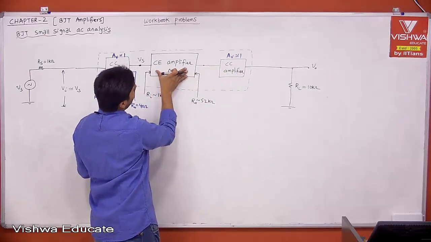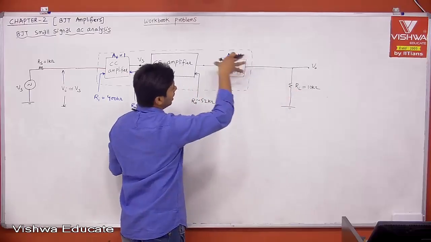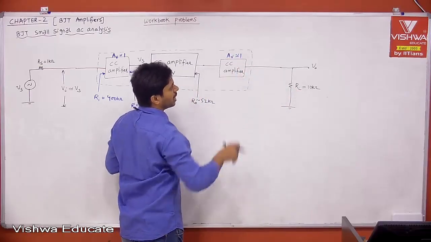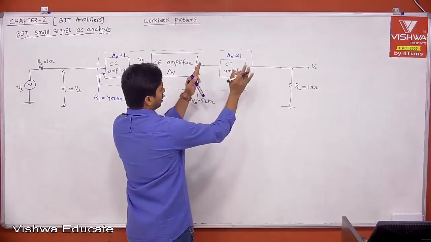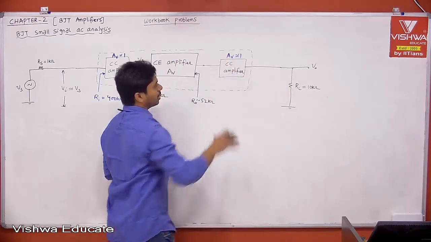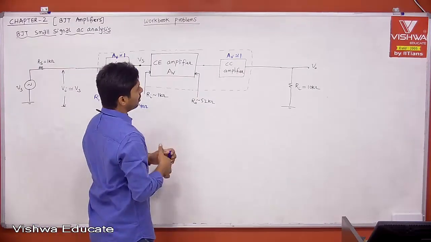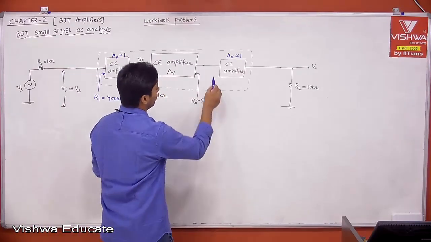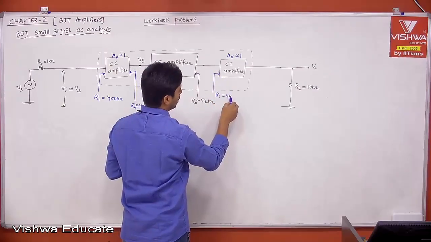Remember, earlier the CE amplifier was directly connected to your loudspeaker or load. Now we are inserting something in between, which acts as a buffer amplifier or isolation amplifier, isolating both your CE amplifier and the load. Now how is it helping? Let's see. What is the input impedance of the CC amplifier? The input impedance of the CC amplifier, Ri, let us say is 400 kilo ohm.